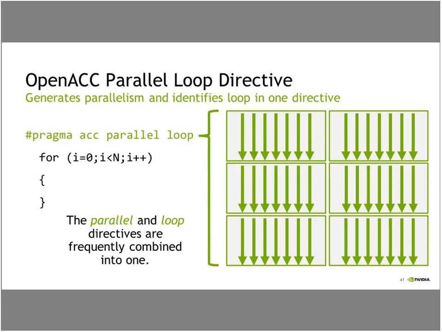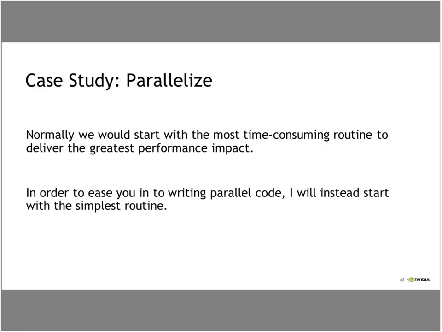Now that I've introduced the parallel loop directives, let's talk about how to apply them to the code. As part of this case study, we'd like to parallelize that conjugate gradient code I showed you. Most of the time when you're doing this in a real application, you want to start at the most time-consuming function and work your way down. As I said, that will give you the most bang for your buck. However, in this specific example code, I'm going to do it completely upside down.